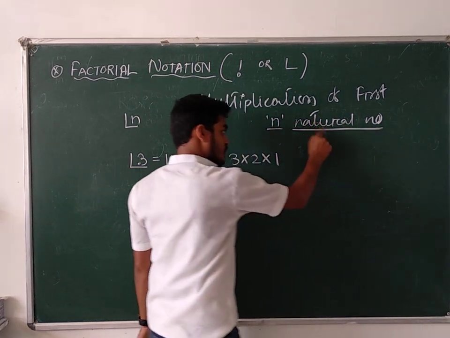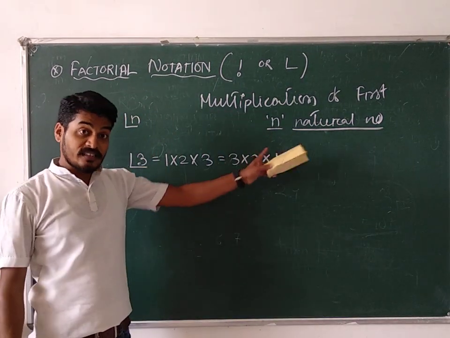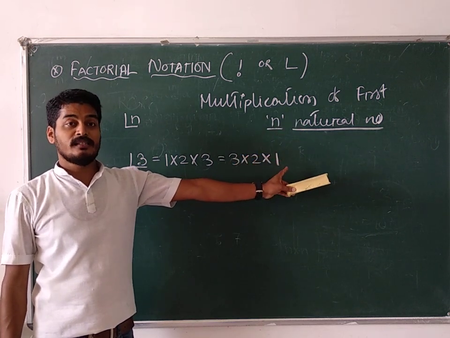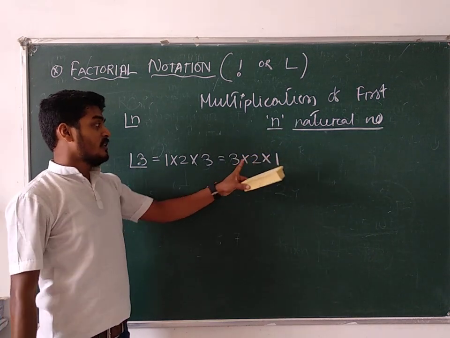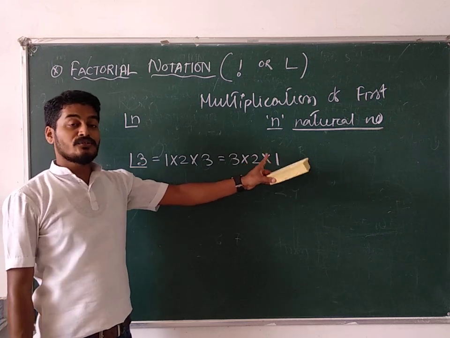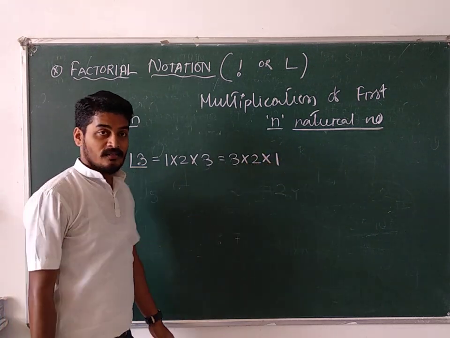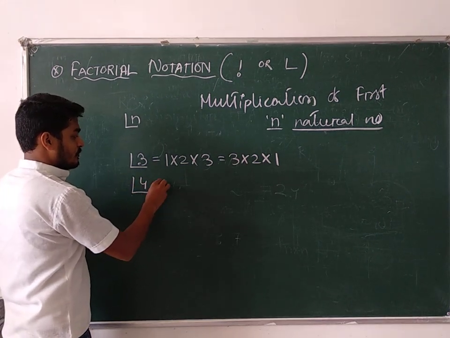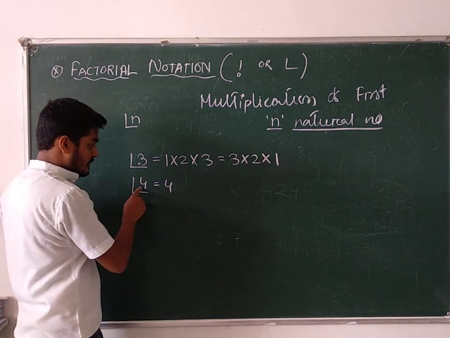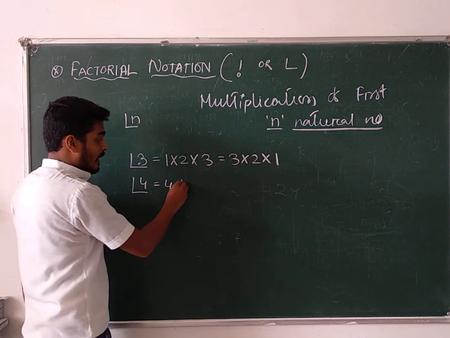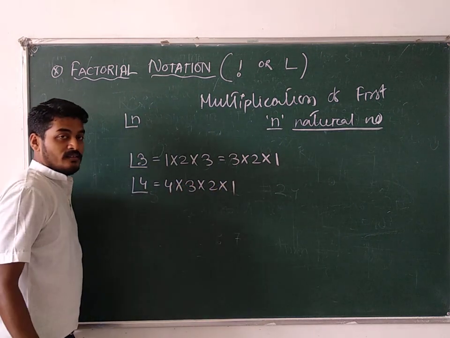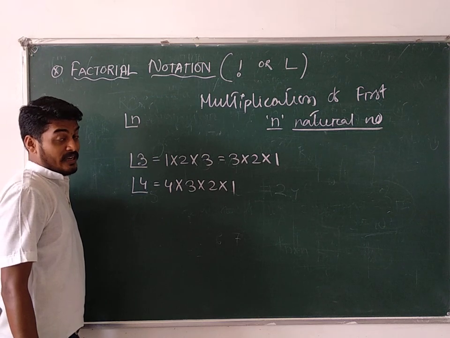Remember, it should be natural numbers, the first n natural numbers, and all those natural numbers should be consecutive. You are not supposed to consider 3, 1, 1 into 3 into 5 because they are not like that. Consecutive natural number multiplication. Factorial of 4, from this number decreasing order going up to 1, will be 4 into 3 into 2 into 1.